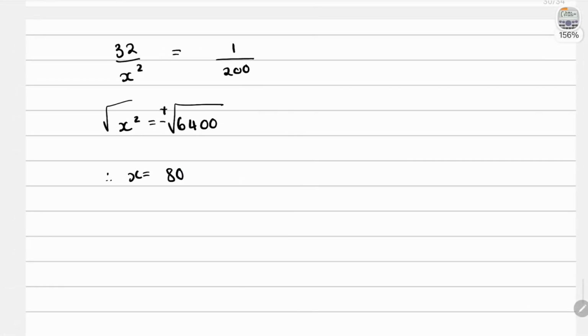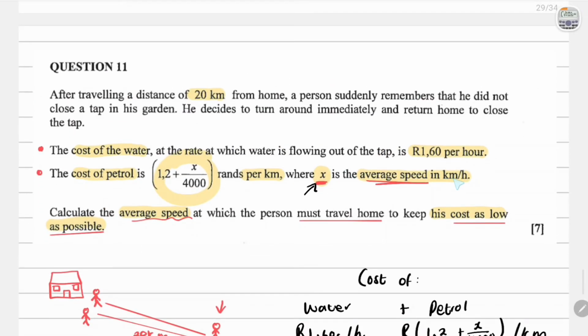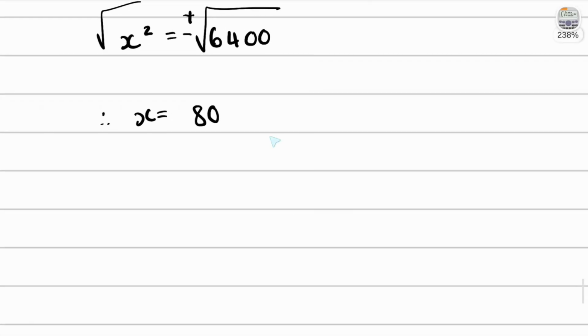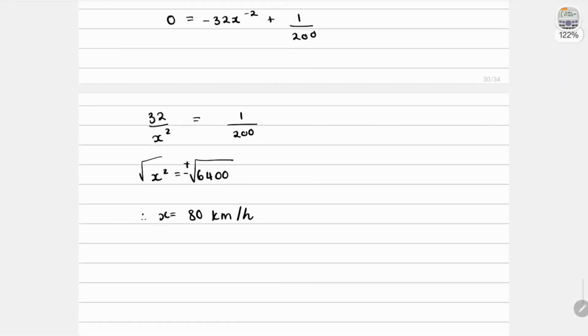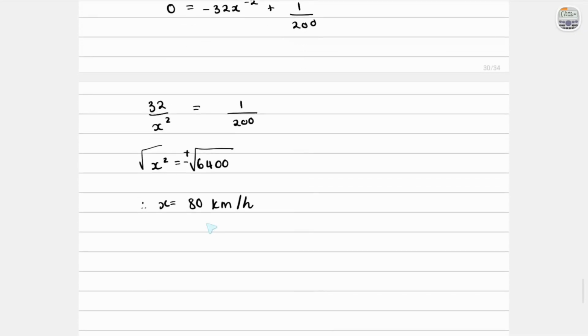And that would be x. And what is it in terms of? Is it in terms of anything? Okay, it's in terms of kilometers per hour. So that would be the speed. This person needs to travel home at 80 kilometers per hour so that his cost is at the lowest that it can be. And that is our answer.